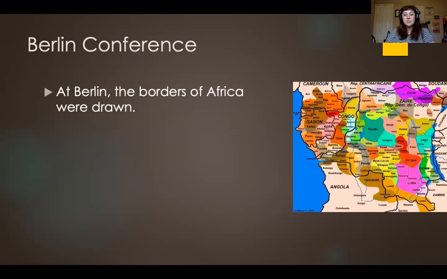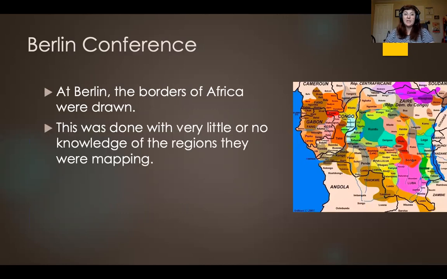So it's important to remember that the borders of Africa were drawn at Berlin with very little or almost no knowledge of the regions that they were dividing up. It was pretty much done based on what resources were there and what territory the European countries wanted. So it didn't matter what people lived there, or if they hated each other, or if there were different ethnic or language or religious groups, right? That didn't matter to the Europeans.